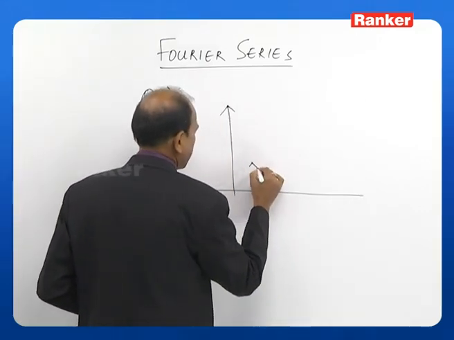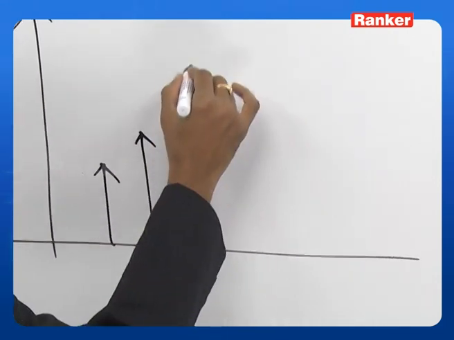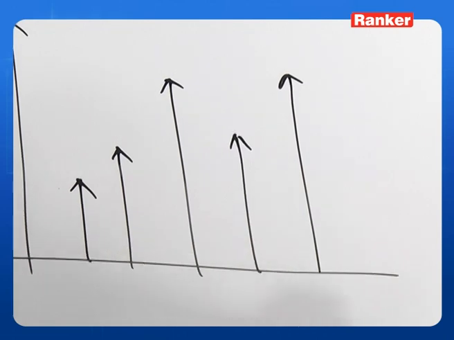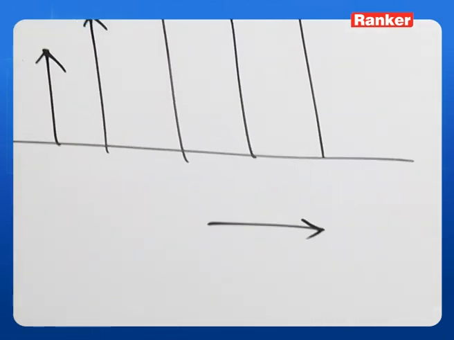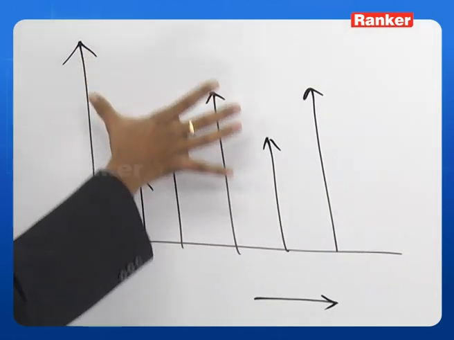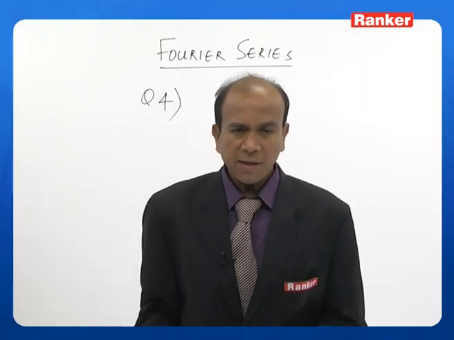Okay. So it will have a spectrum something like this. As you see here, this is existing only on one side of the axis. That's why this is called a single-sided spectrum. Let us see question number 4.